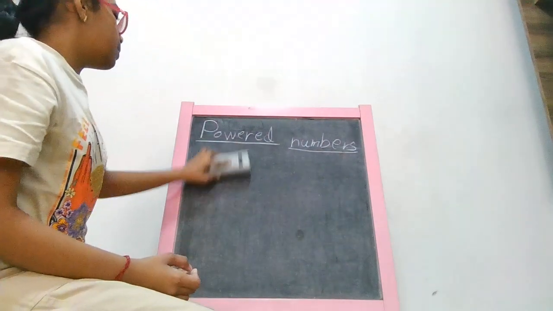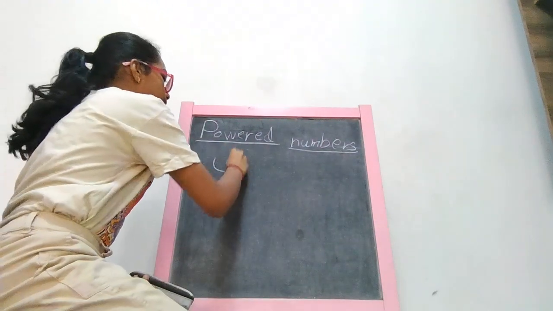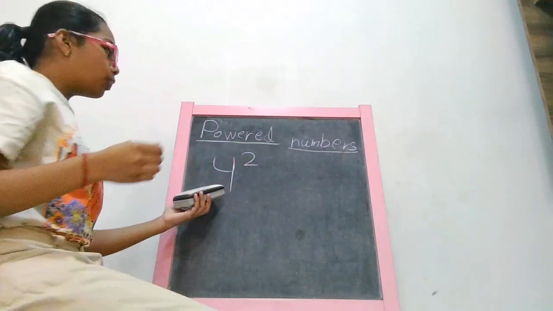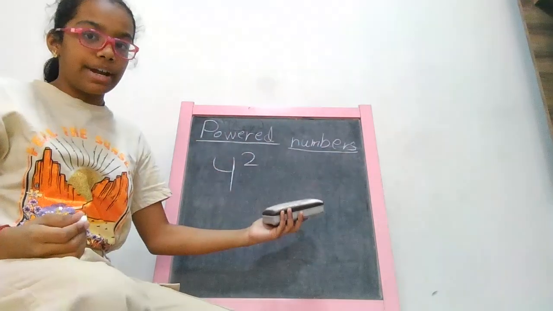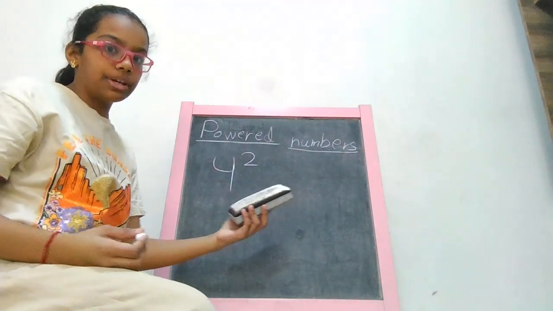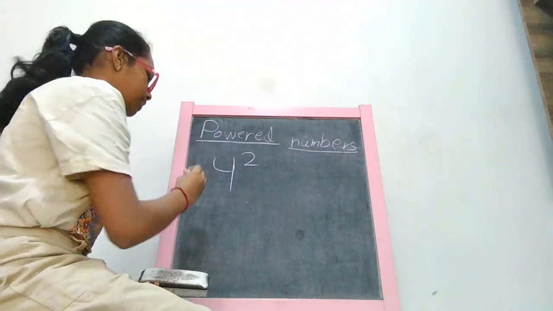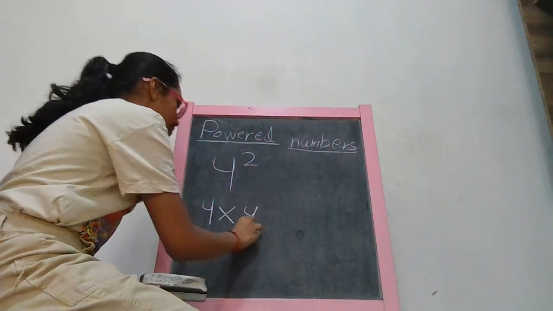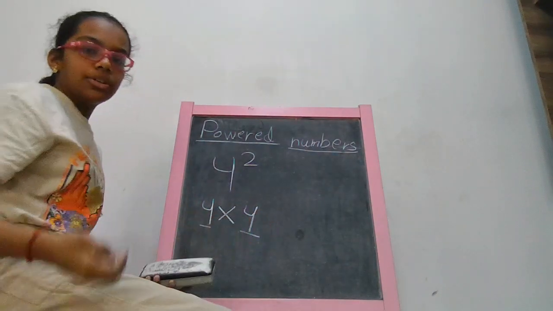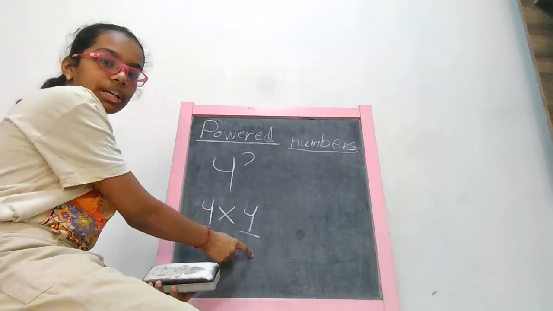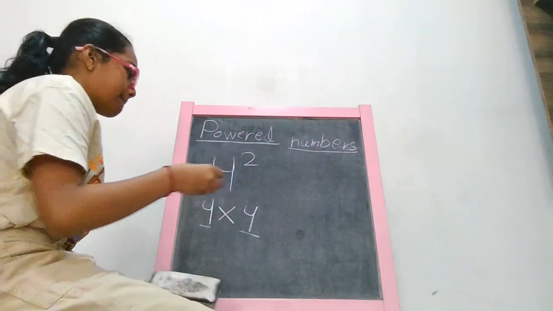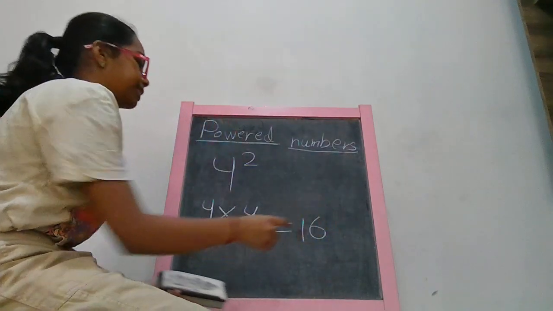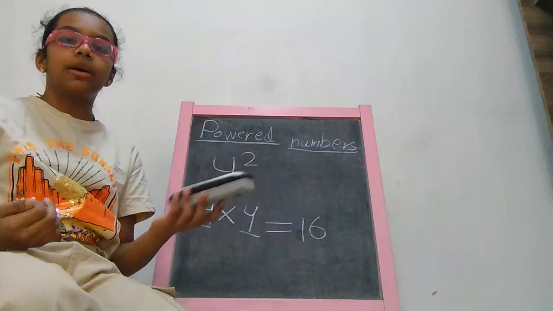Now, let me give you an example. 4 to the power of 2, or 4 squared, that's what you call it. So 4 squared is going to be 4 into 4, 4 multiplied by itself 2 times. So 4 times 4 is 16. So 16 is what we call a squared number.